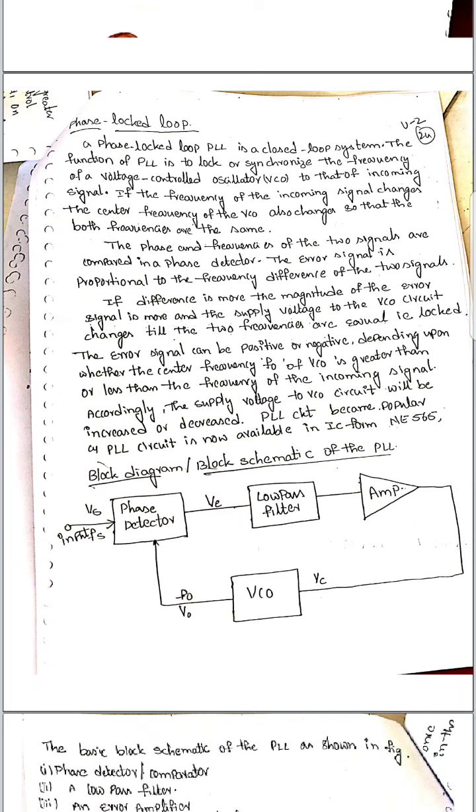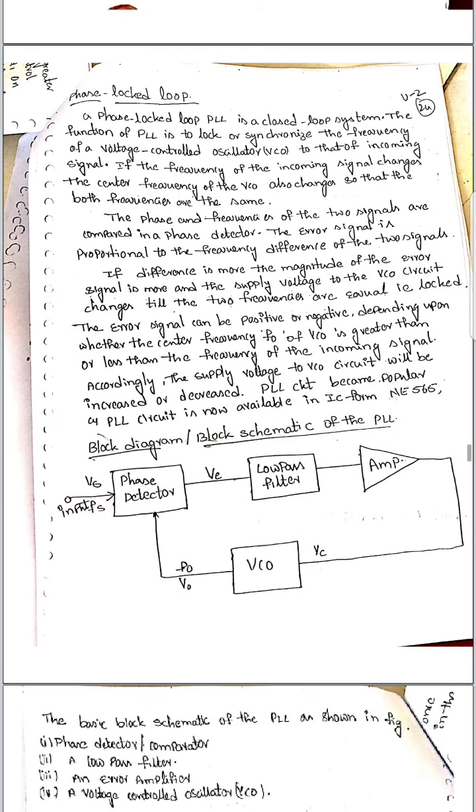The function of the PLL is to lock or synchronize the frequency of a voltage controlled oscillator, VCO, to that of the incoming signal. If the frequency of the incoming signal changes, the center frequency of the VCO also changes, so that both frequencies are the same.